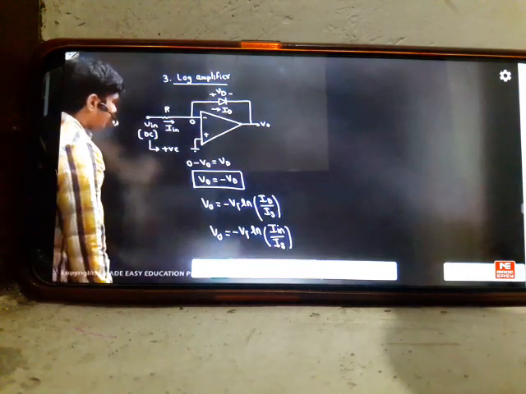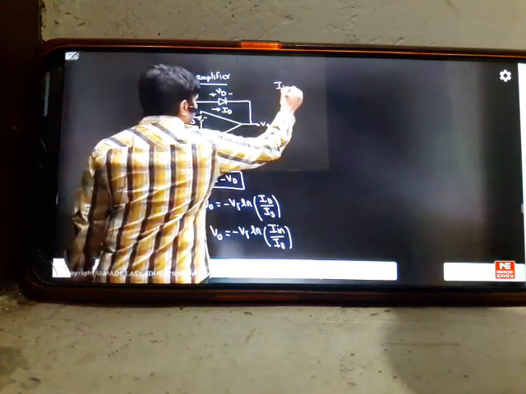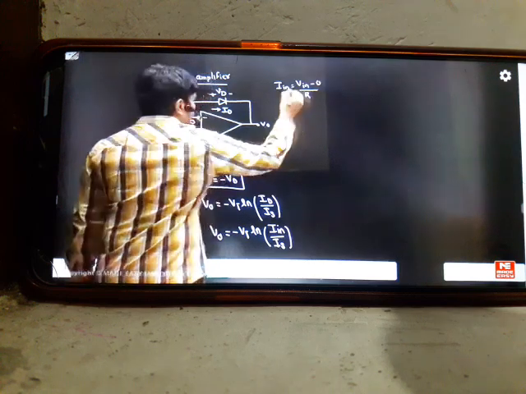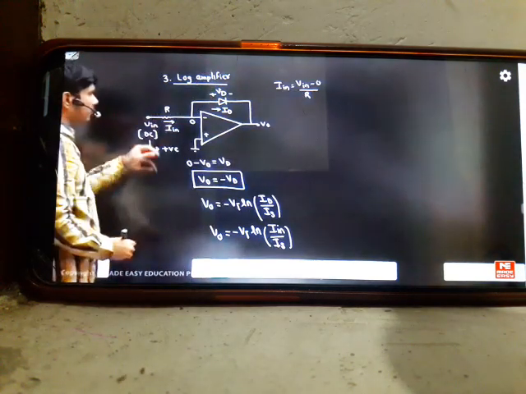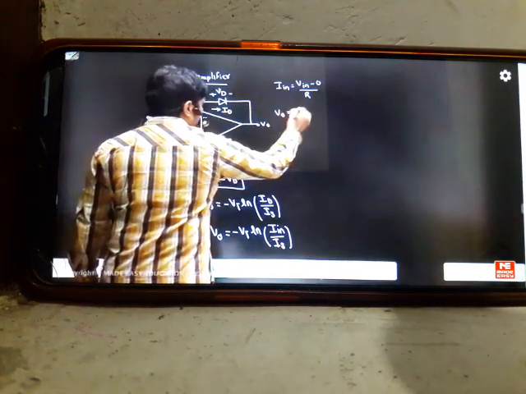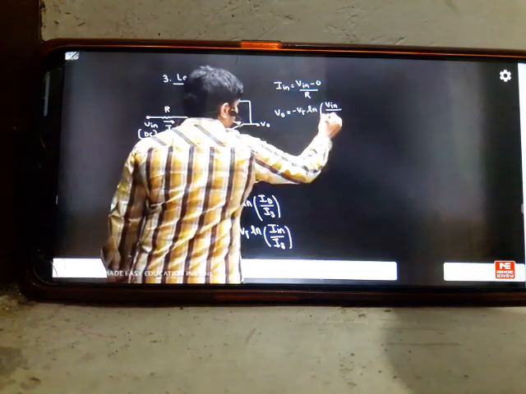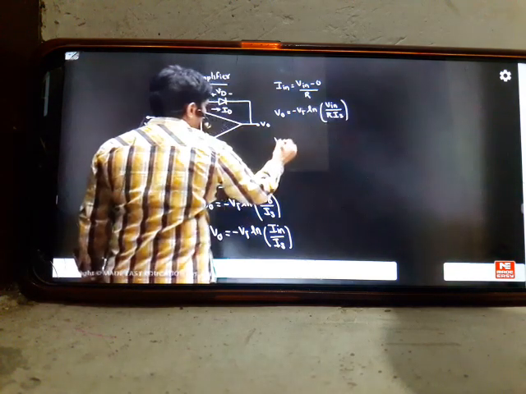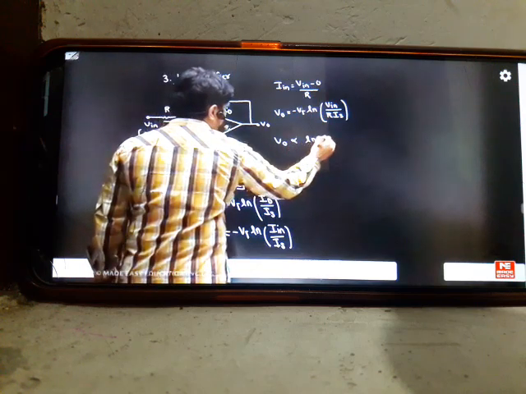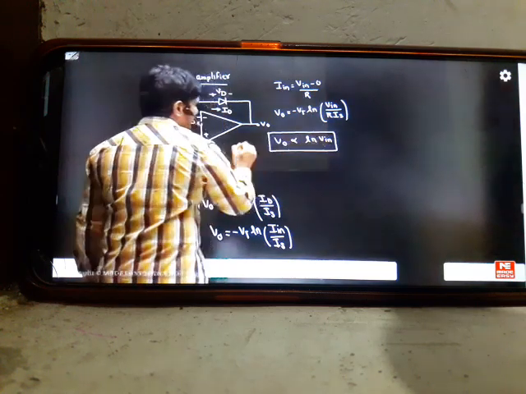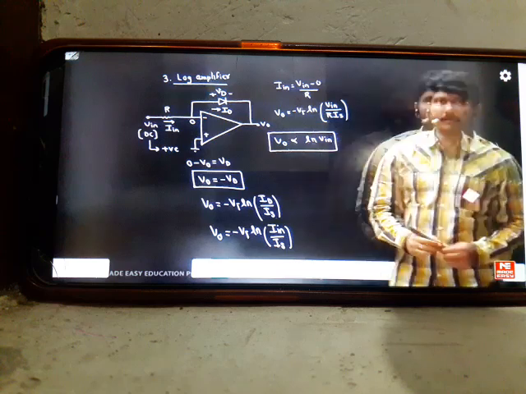IIN divided by Is. But according to the board, your IIN is nothing but VIN minus 0 divided by R. So what is this current here? It's the input voltage minus 0 by R. If I substitute that in the original equation, it's minus Vt ln of VIN divided by R into Is. So can you see that your output is proportional to ln of your input? This I proved in the class. Your output is proportional to a logarithmic function of your input.